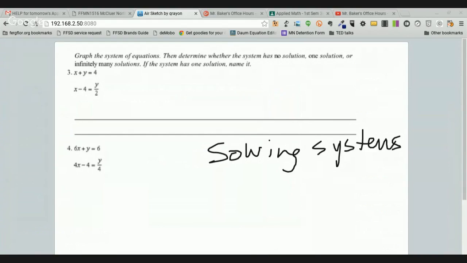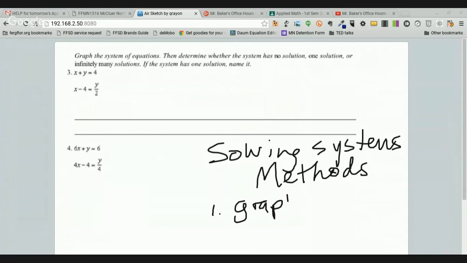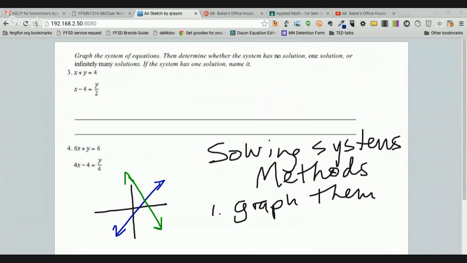Okay. Solving systems methods. We can graph them. We're looking for where they intersect if we were to graph them. Let's say that was a line and that was our other line. Remember, our intersection would be right there, whatever that point would be.